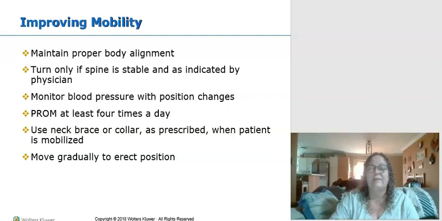Use assistive devices, whether that be a neck brace or collar as prescribed, when the patient is mobilized. So if this is ordered, make sure you use it. Move gradually to the erect position. We talked about that, and check the vital signs when you get there.